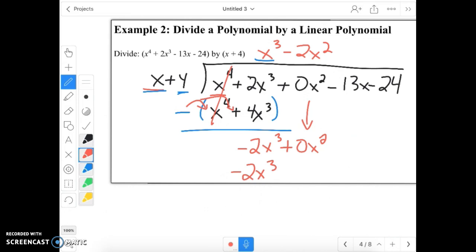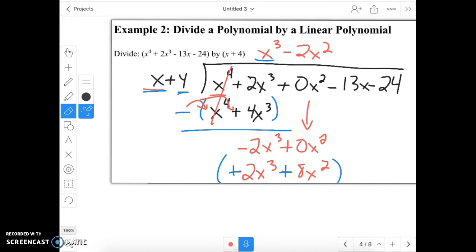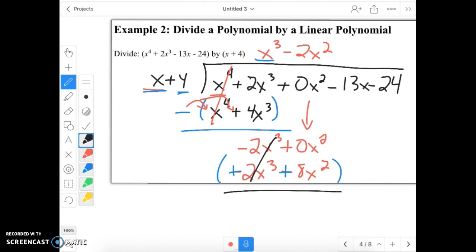Negative 2x cubed, and then negative 2x squared times 4 would give me negative 8x squared. And again, I subtract this, or kind of distribute a negative sign. So this turns into a plus, and this turns into a plus. I'm just going to erase that because we already dealt with it. So this cancels out, and we're left with an 8x squared.